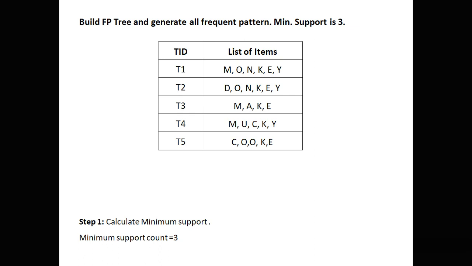Build the FP tree and generate all frequent patterns. Minimum support of 3 is given. There are 5 transactions, and these are the items purchased in these 5 transactions. The first step is to calculate the minimum support. As the minimum support given is directly a number, there is no need for any calculation.